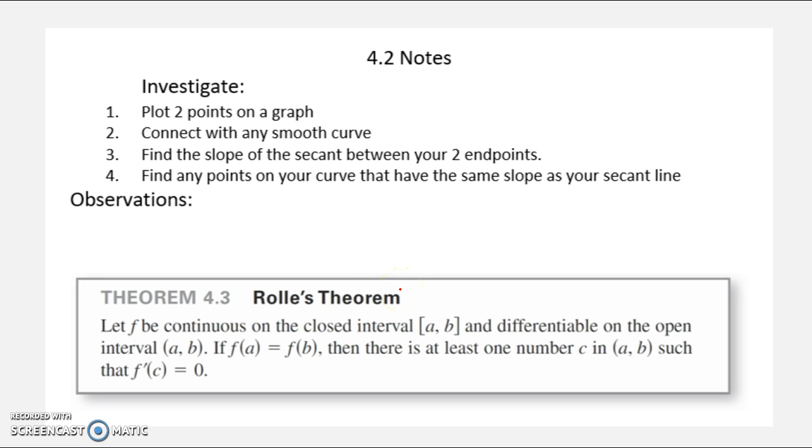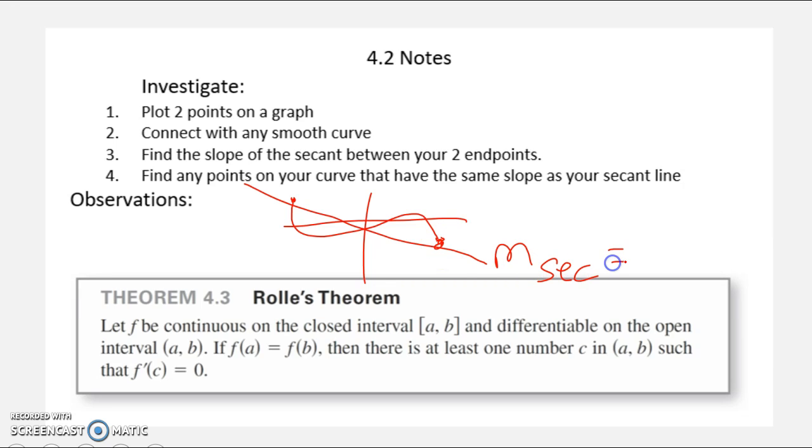Next, let's start with an investigation. Let's think about plotting 2 points on a graph. So I'm going to just draw a sketch and plot any 2 points. Go ahead and connect those 2 points in any smooth curve, however you want. Now, next, I'd like you to find the slope of the secant between your 2 endpoints. So I connect my 2 endpoints, and I can find the slope, m, of my secant.